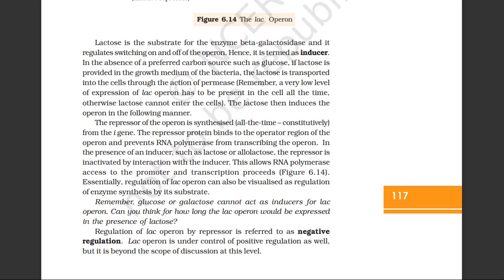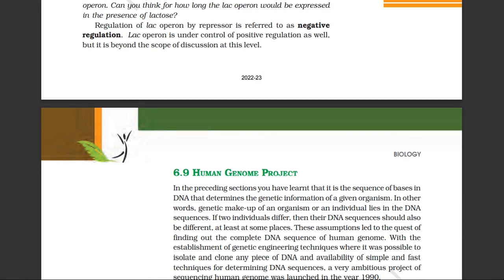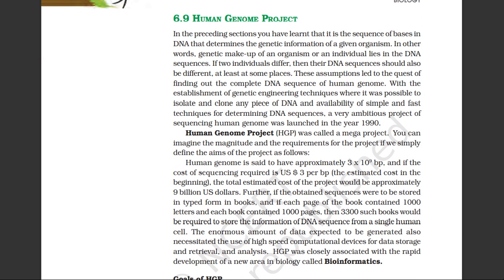Essentially, regulation of the lac operon can also be visualized as regulation of enzyme synthesis by its substrate. Remember, glucose or galactose cannot act as inducers for the lac operon. Can you think for how long the lac operon would be expressed in the presence of lactose? Regulation of the lac operon by repressor is referred to as negative regulation. The lac operon is under the control of positive regulation as well, but it is beyond the scope of discussion at this level.